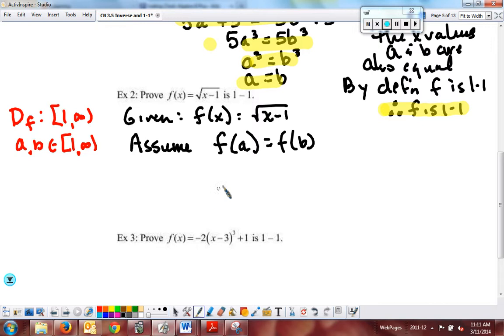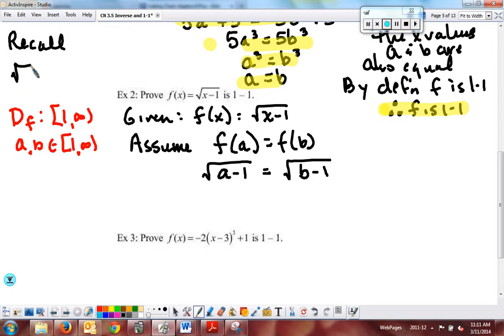All right, now what do I do? What's f of a? Square root of a minus 1. What's f of b? Square root of b minus 1. All right, and what are you going to do as your first step? Square both sides. Now this is why the whole thing is important. Let's kind of recall our chapter 0. The square root of x squared. What's the domain of square root of x? 0 to infinity inclusive. You want to simplify that. What does that simplify to?